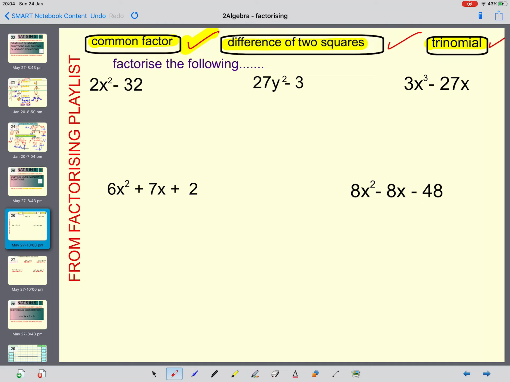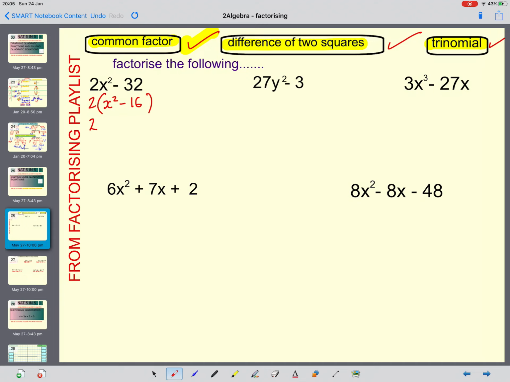So this first one, you always try and do the common factor one first. So always try and take a factor out, just to simplify things. So I'm going to take a factor of 2 out, and then in my bracket it's going to be x squared take away 16. And then my bracket actually becomes a difference of 2 squares type question, so you're going to apply your knowledge of that.